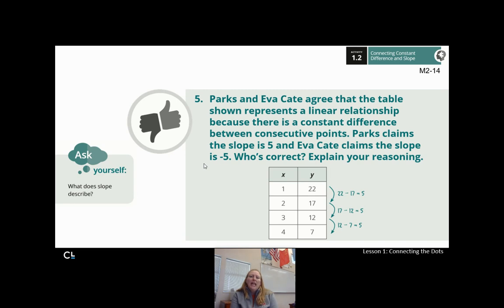So Parks and Eva Cate agree that the table shown, so we have a lovely table here on page M2-14, represents a linear relationship because there is a constant difference between consecutive points, right? They keep getting 5, 5, 5 every time they subtract. That's great. So Parks, because we said this constant difference, this common difference is also our slope, claims that the slope is 5. And Eva Cate claims the slope is -5. Who's correct? And explain why. Hit pause, jot down your thoughts, hit play when you're ready to check your work.